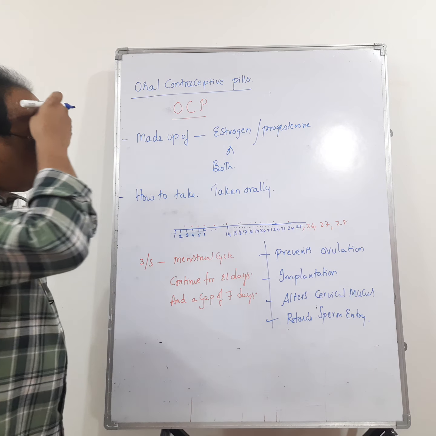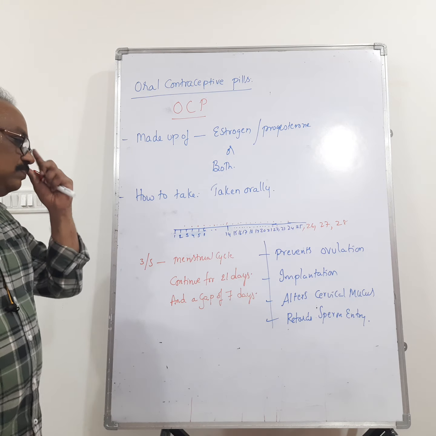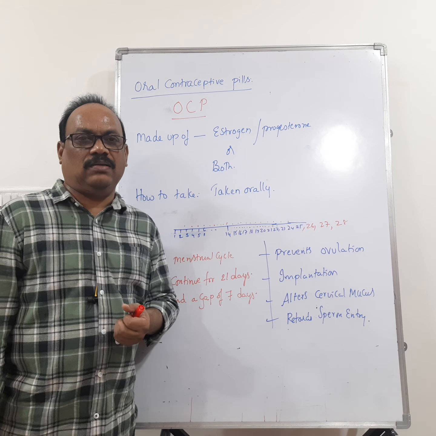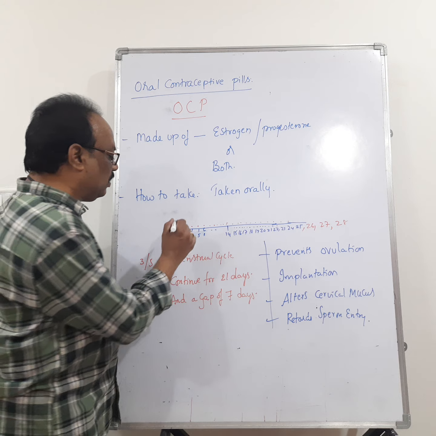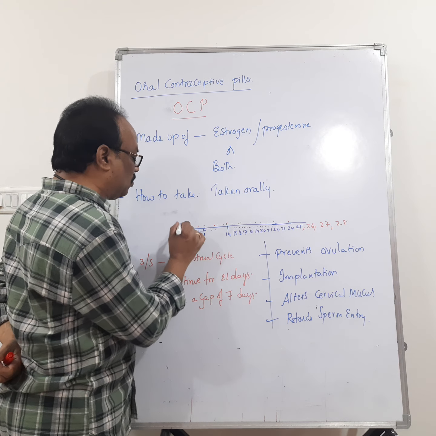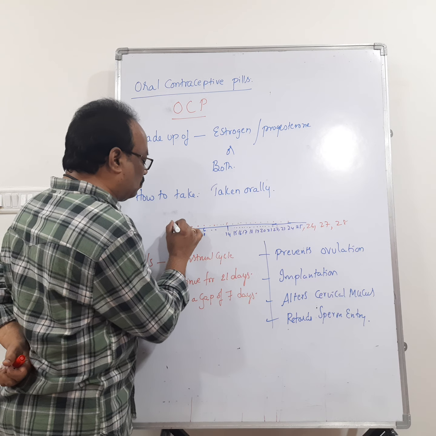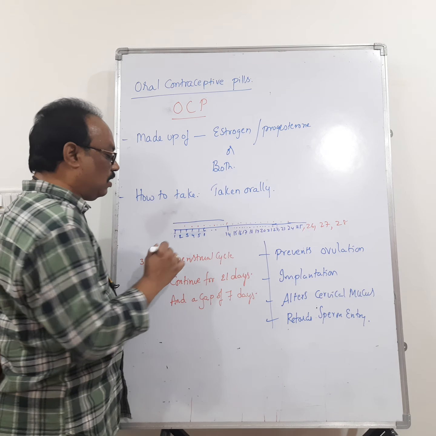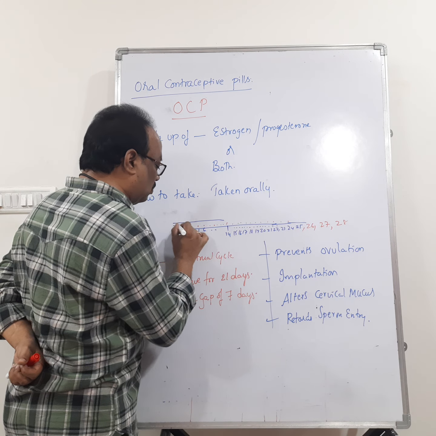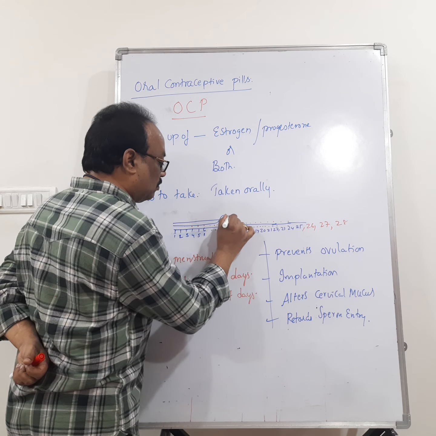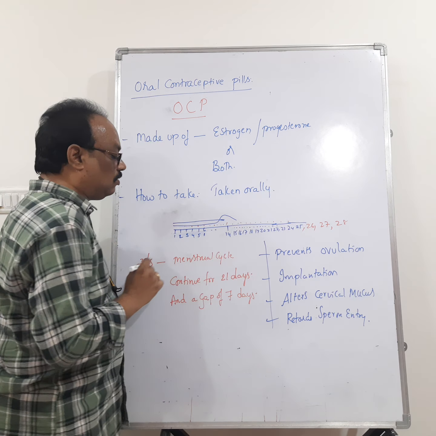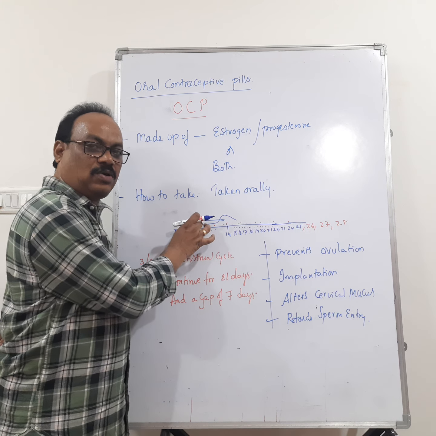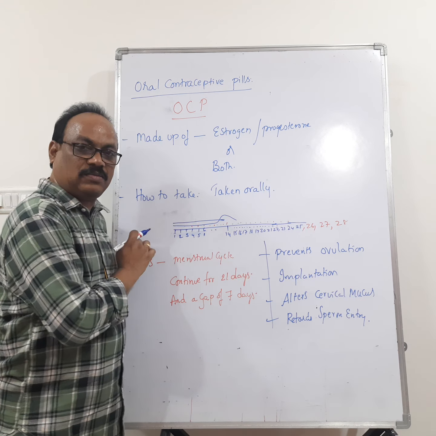Retards sperm entry. So you may get a doubt: if ovulation does not take place, how does menstruation occur? See here, generally when you look at the estrogen and progesterone levels, the levels of progesterone are very low up to the first 14 days, and the levels of estrogen are also very low, like this. So, in a normal menstrual cycle, we consider the levels of progesterone and estrogen will be like this.